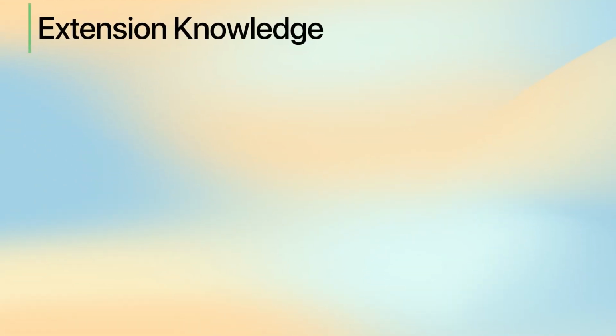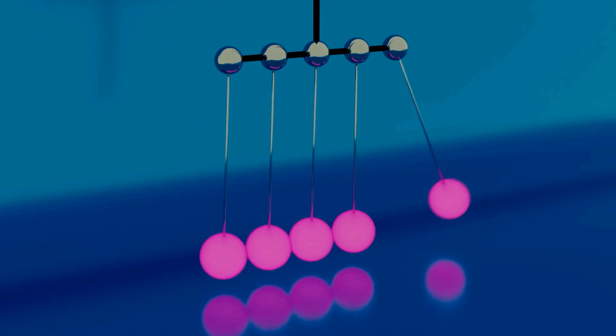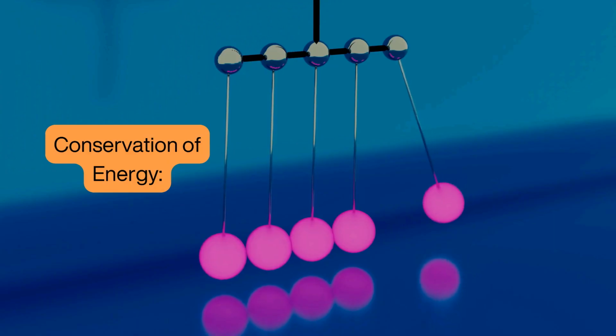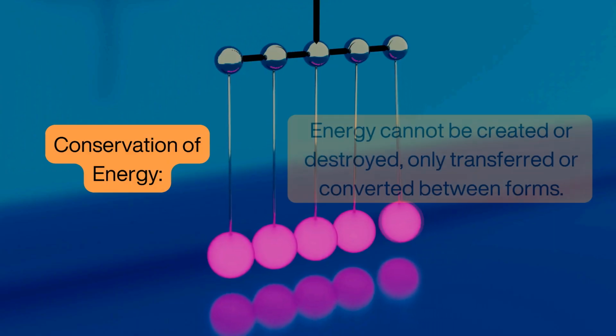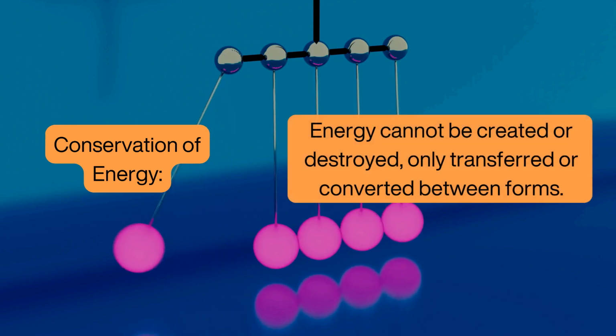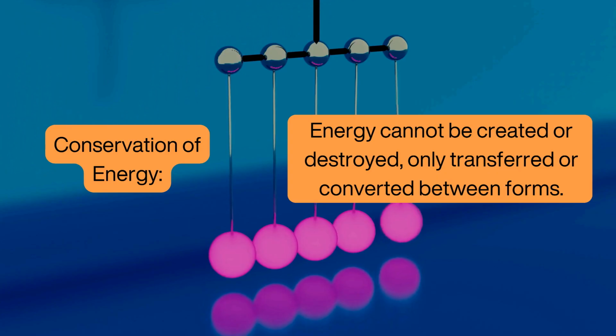Let's look at some extension knowledge on the conservation of energy. The reason why the energy changes in reversible reactions are equal and opposite is due to the law of conservation of energy. This fundamental principle states that energy cannot be created or destroyed, only transferred or converted from one form to another. In any chemical reaction, the total energy in the system and its surroundings remains constant.